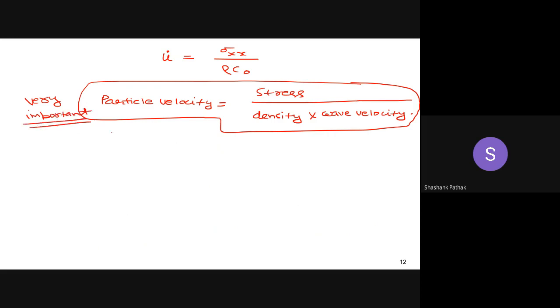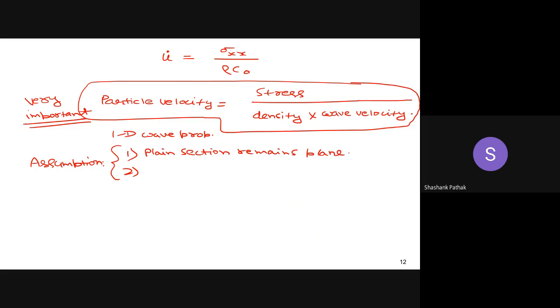Although it is based on very simplified one dimensional wave propagation, and with two more assumptions. What were those assumptions? Can someone tell? There are two more assumptions hidden in this particular equation. Plane section remains plane. It means you are listening very carefully. Second, stress is uniformly distributed over cross section. Very good.